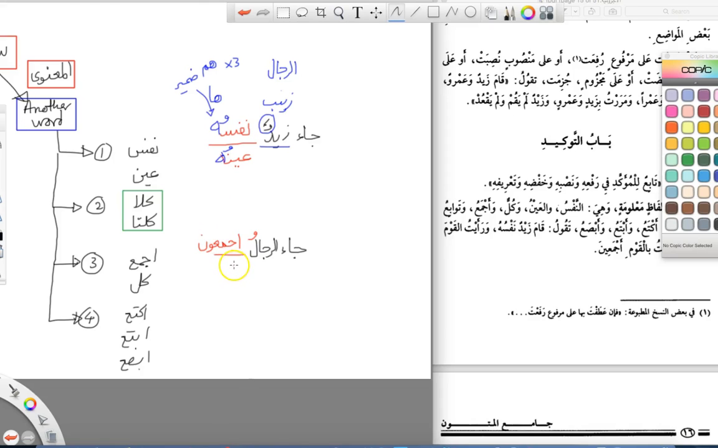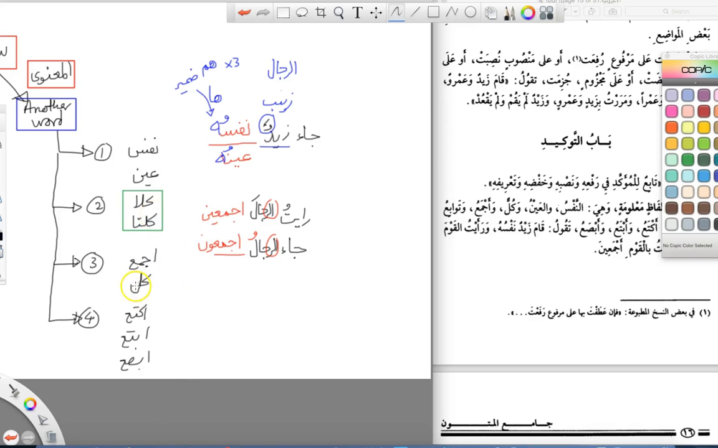If you were going to say ra'aytu al-rijal, I saw the men, then in that case you would say ajma'in. Now notice, you're not going to add an al. It's not sifa and mawsuf, it doesn't work like that. This is for ta'keed. This comes in the Quran as well: فَسَجَدَ الْمَلَائِكَةُ كُلُّهُمْ أَجْمَعُونَ.